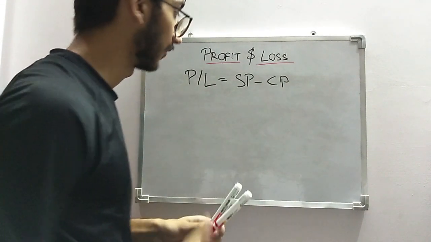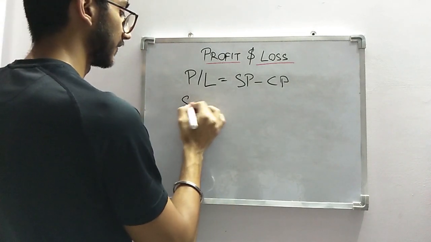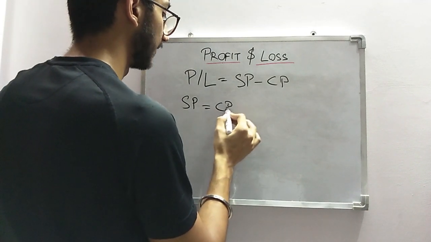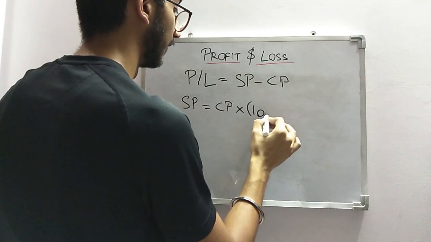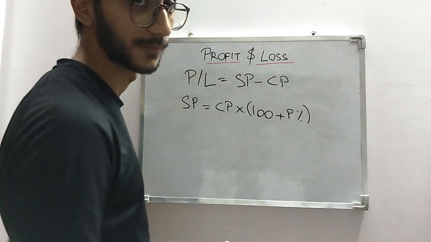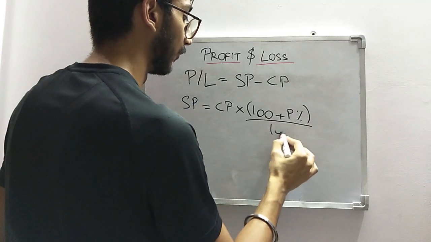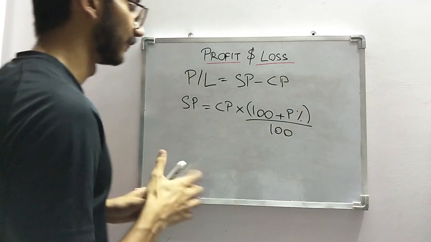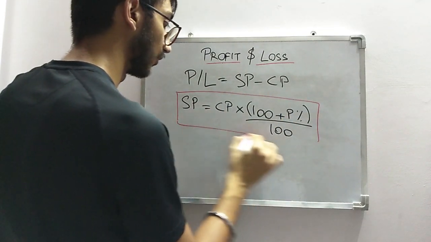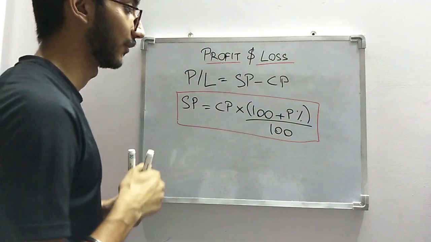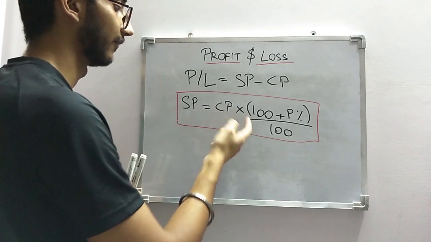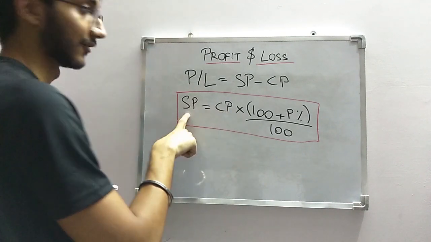That is a very basic thing, right? So if we need to calculate the selling price from the profit, what we have to do is cost price into 100 plus the profit percentage, or 100 minus the loss percentage, as the case may be, upon 100. This is the formula we are going to use whenever we need to calculate selling price or cost price when we are given the profit or loss percentage. When we need to calculate the selling price, this will be given. When we need to calculate cost price, this will be given.